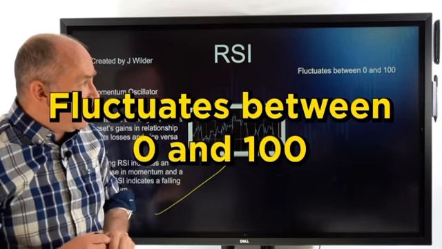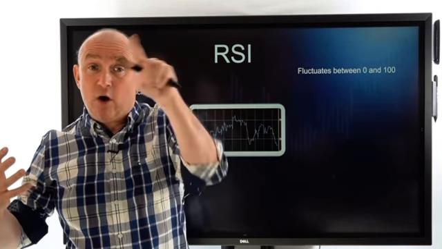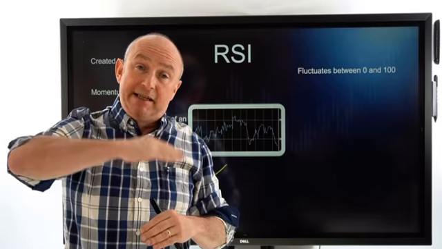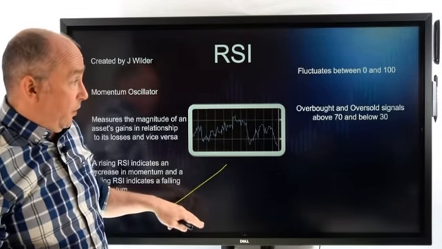Okay, it fluctuates between 0 and 100. All oscillators fluctuate. That's basically what they do. They oscillate and they go between 0 and 100. They can't go below 0 and they can't go above 100.